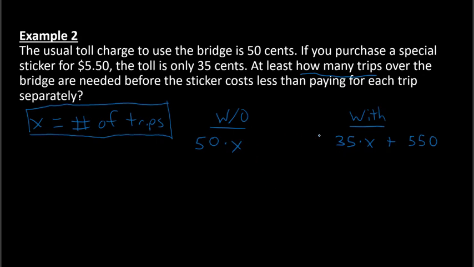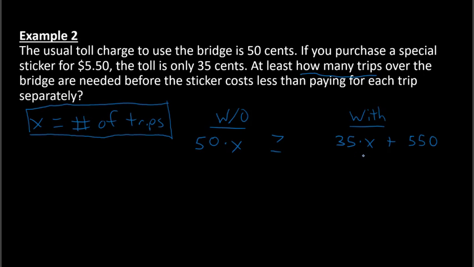So here we have our two scenarios. And the question is boiling down to the fact that we're trying to determine when it will be more expensive to not have the sticker. So when will not having the sticker be more expensive? So when will 50 times x be greater than or equal to 35 times x plus 550? When will this happen? All right, so to determine this, we need to solve this inequality.